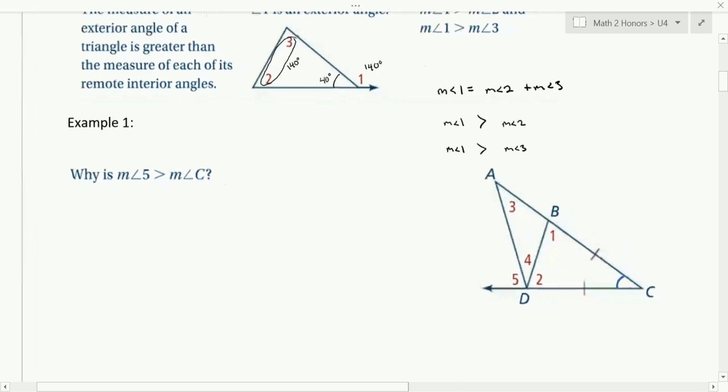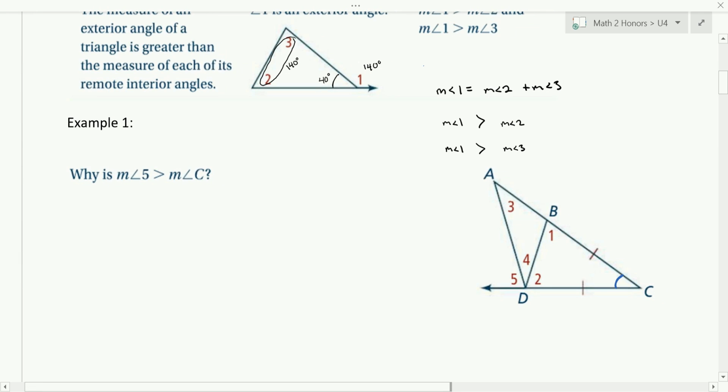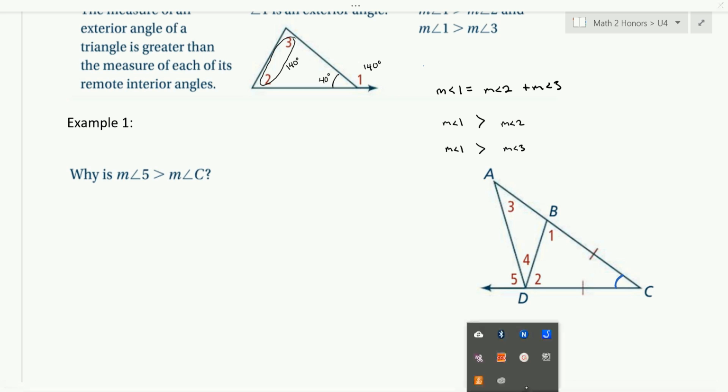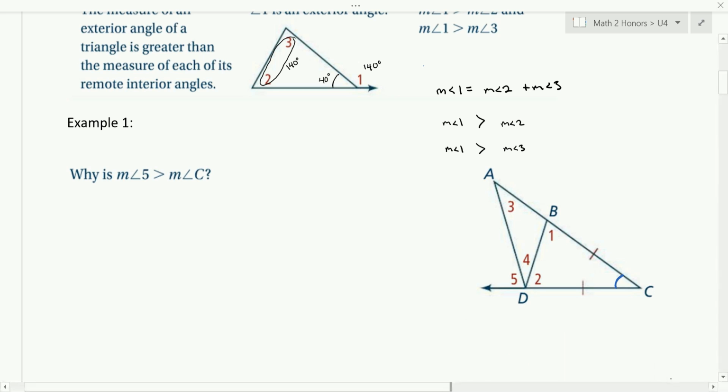Okay. So let's apply that to example 1 here. Take a look at the figure we have here. And the question is, why is the measure of angle 5 greater than the measure of angle C? You can see why that's true. Okay, can anybody see why the measure of angle 5 is greater than the measure of angle C?